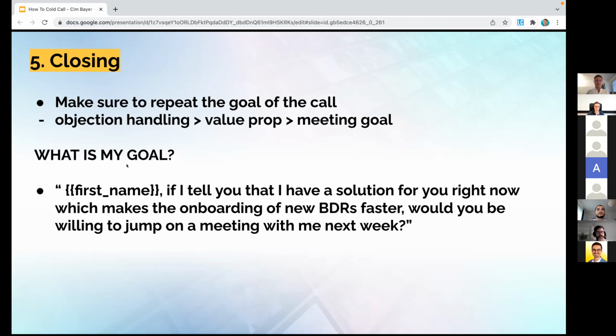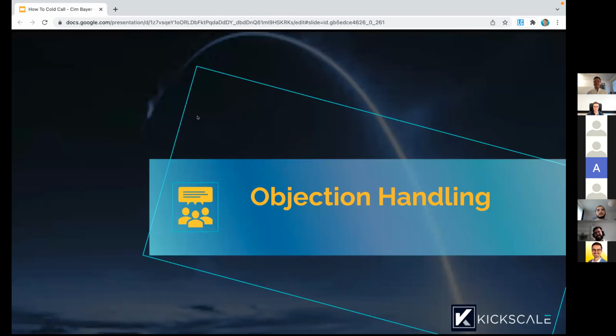And you can do that many times during the conversation. And I put here an example sentence. So Thomas, if I tell you that I have a solution for you right now, which makes the onboarding of new BDRs faster, would you be willing to jump on a meeting with me next week? So that's already an attempt to close the person. But it's not that easy in real life, and we all know it, and he would definitely throw an objection at you. Then we come to the objection handling.